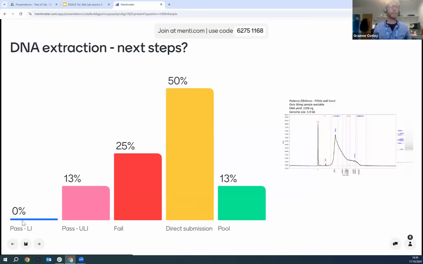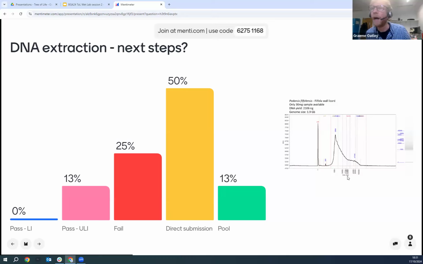Okay, so none of you have gone for the pass LI. Maybe someone's gone for the ULI, someone's gone for fail, direct submission, and pool. Okay, so I know what happened to the sample, and we went for pass LI. So unfortunately for ULI, the genome size is too large, so we won't be able to do this for ULI.